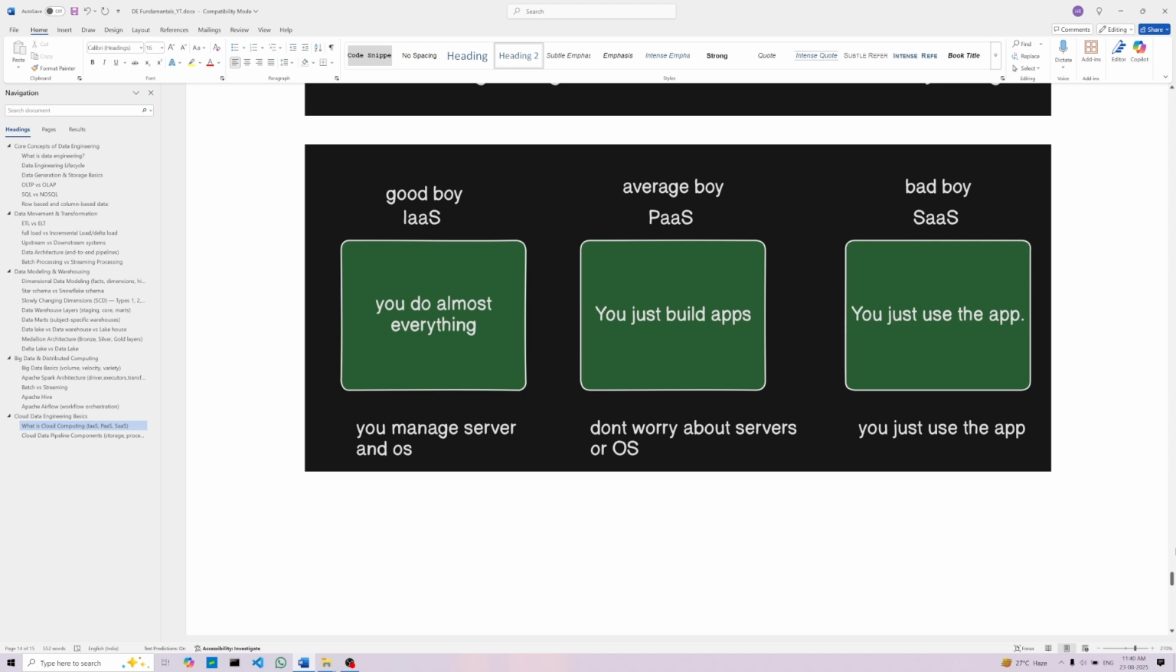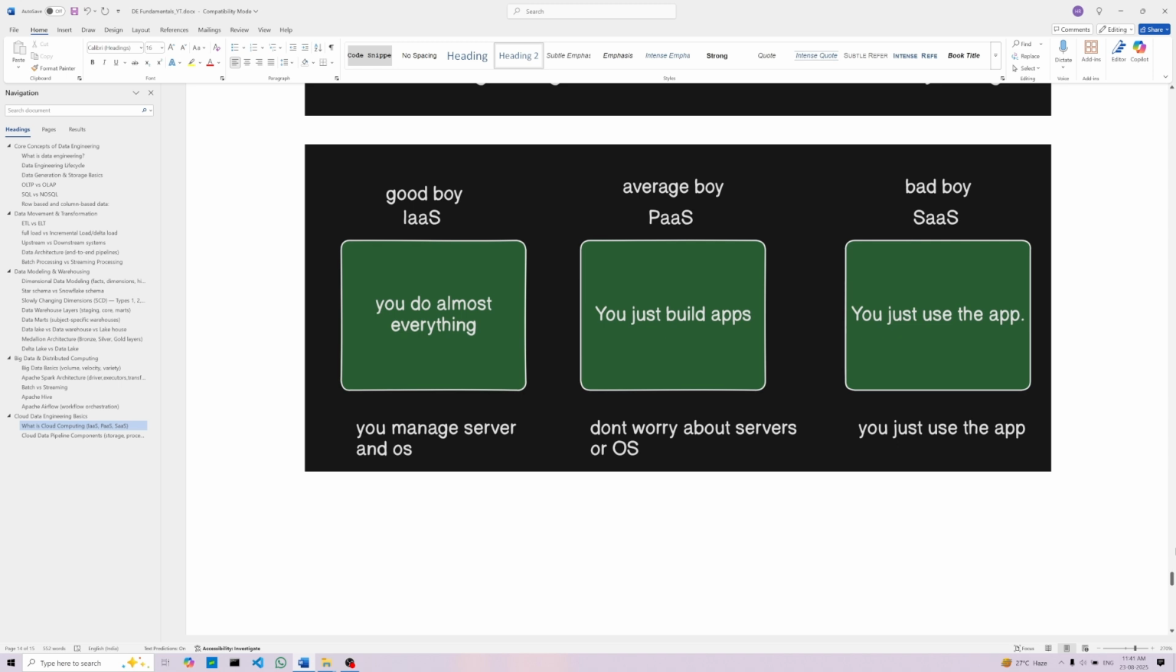Our second boy is an average boy, platform as a service. Because he is average, he will do average works, not too low, not too high. He will just build the apps. He won't do servers and operating system works. He will just build the apps.